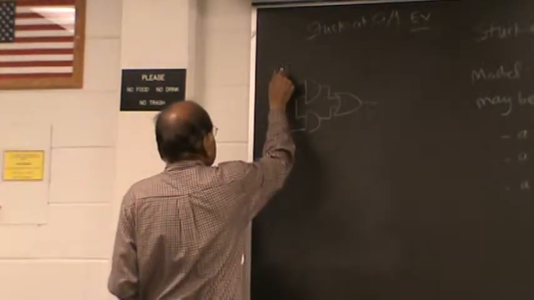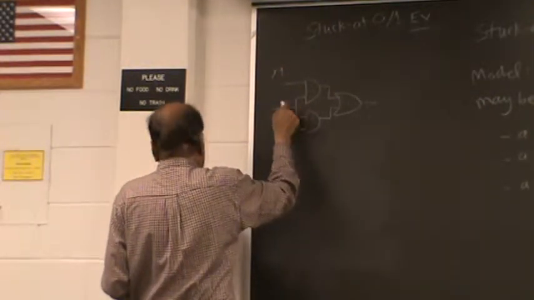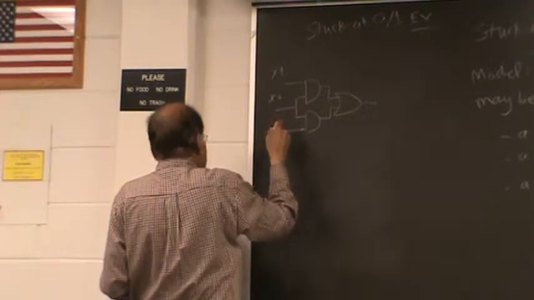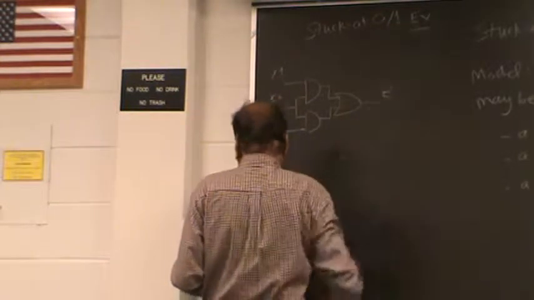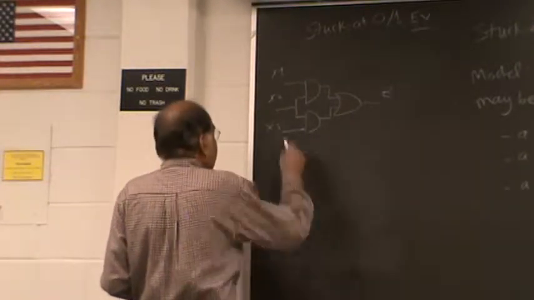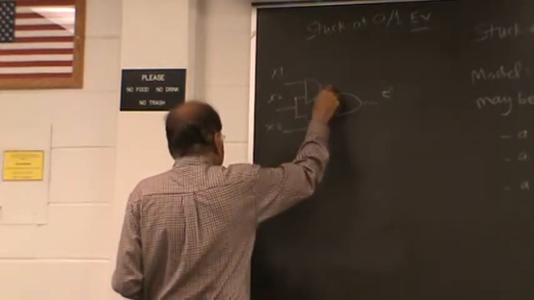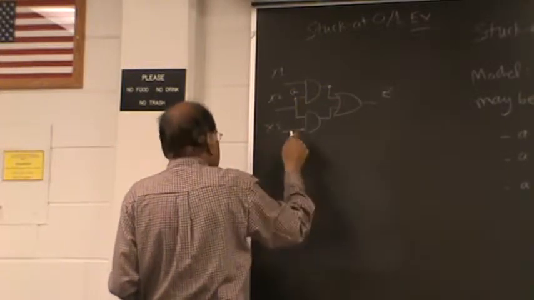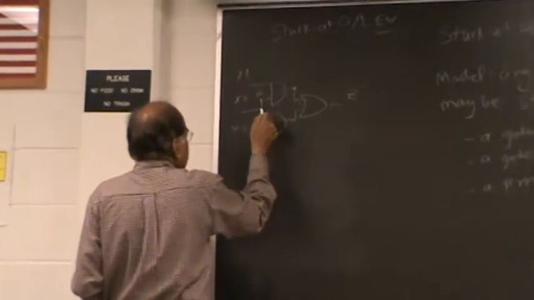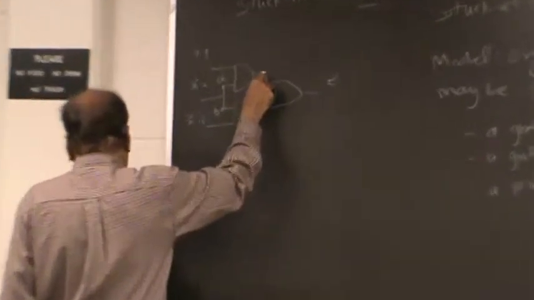And let us assume that the inputs are x1, x2, and x3, and let's assume the output is z. And let us pick a couple of nodes. Let's call this node A, this node B, and this node C.